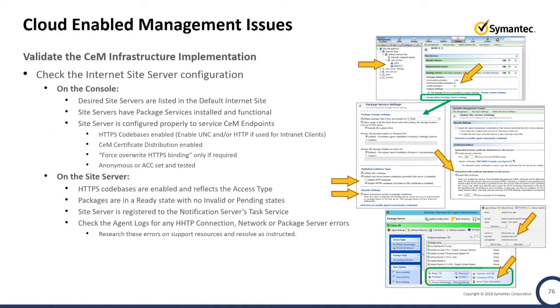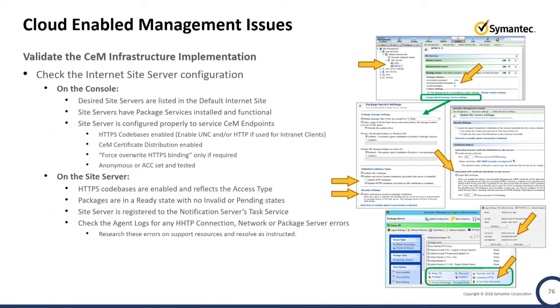So on the console, look at your desired site servers. If you're having problems with packages traversing over through the internet, you're going to be checking your site settings, right? So checking your package server settings, ensuring that the site servers you expect to be in the default internet site is actually there. So the biggest complaint is, like, not getting my packages, what the heck's going on? Well, you didn't put any site servers inside of the default internet site, right?